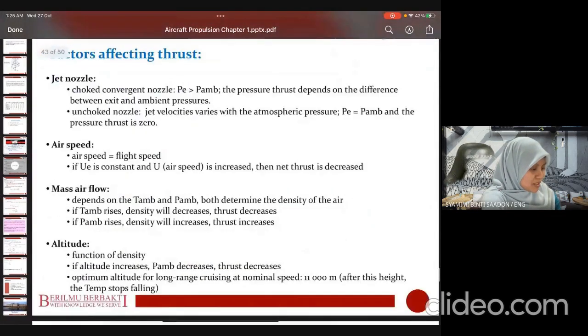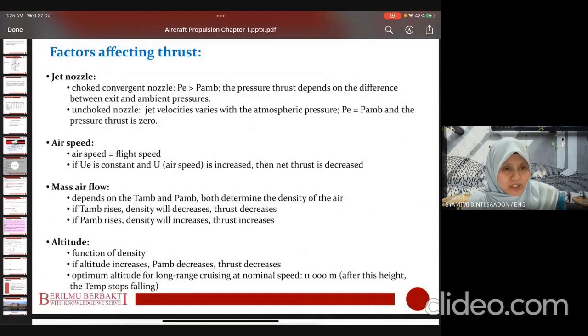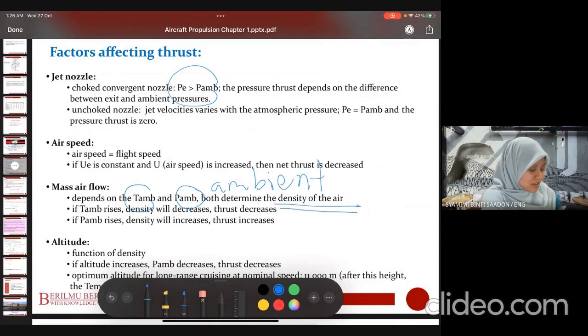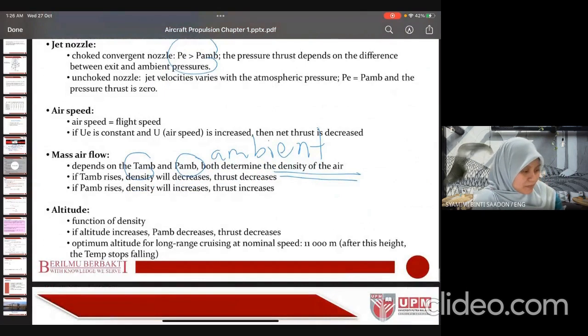So these are the factors affecting the thrust. You can look at here: the jet nozzle. It depends on the jet nozzle, it depends on the air speed, it depends on the mass airflow. Actually all of this is related to pressure and temperature, pressure, temperature, ambient pressure, P AMB is ambient. And look at the density. So these are the factors, the parameters that affect the thrust.